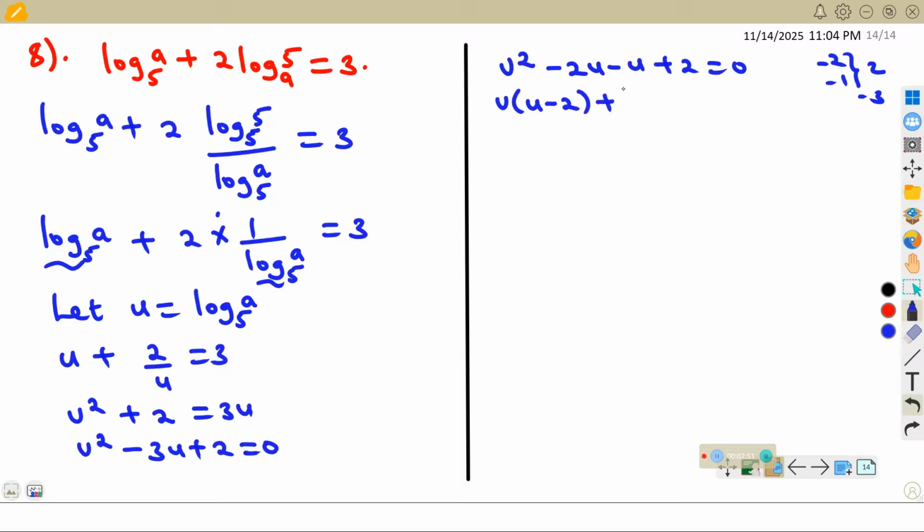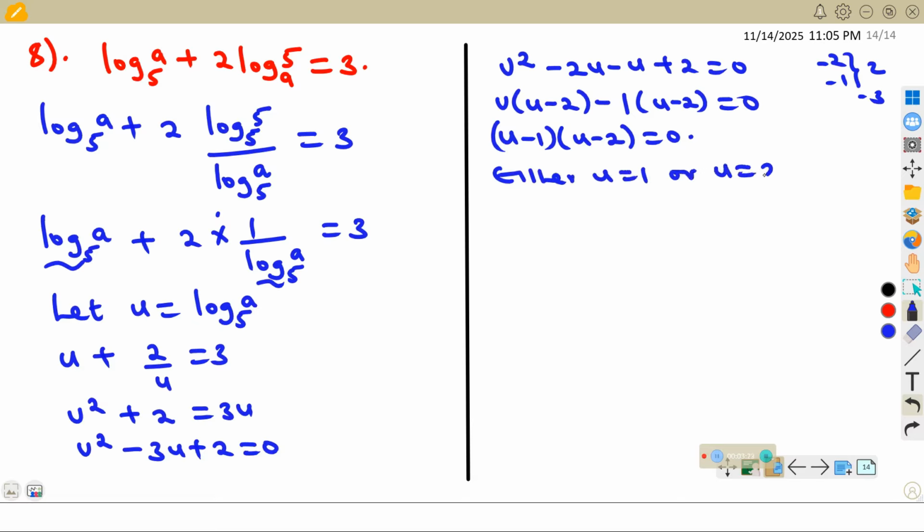Then we shall have minus. So we are having u minus 2 here, but we need to obtain this, so we shall put minus 1 out. So we can get this, and this is equal to 0. So u minus 1 into u minus 2 will be equal to 0. So from here, either u will be equal to 1 or u will be equal to 2. So we shall be able to get the values for u. So u is 1 or u is 2.